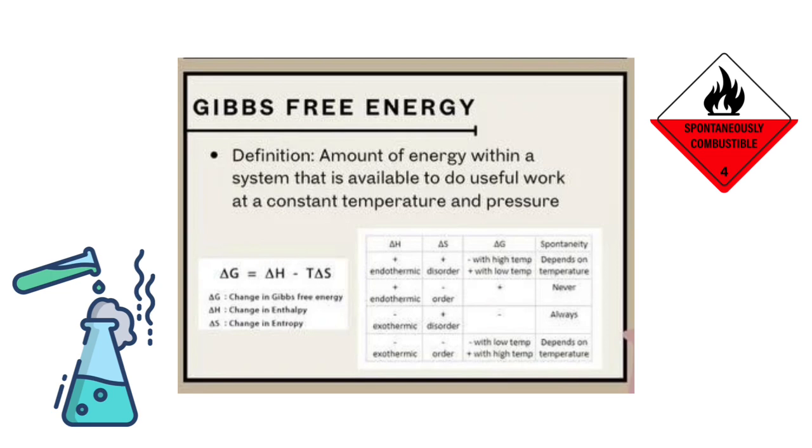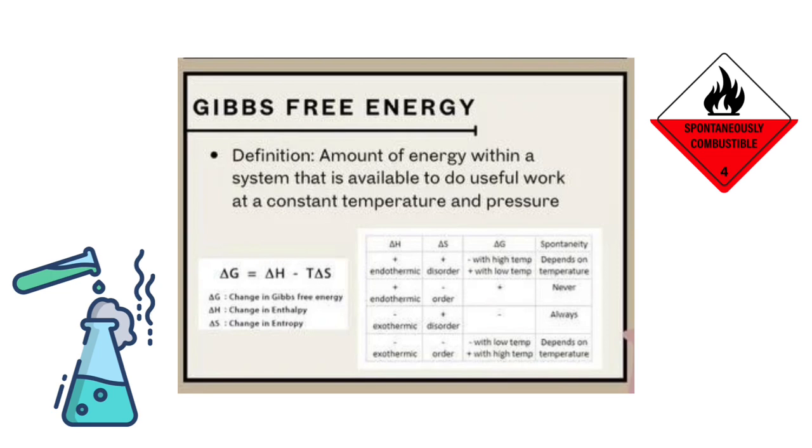The equation for Gibbs free energy is written as delta G equals delta H minus T delta S. In this equation, delta G represents the change in Gibbs free energy. Delta H represents the change in enthalpy, which is the heat energy involved in the reaction. T represents the temperature in Kelvin. Delta S represents the change in entropy, or the degree of disorder in the system.